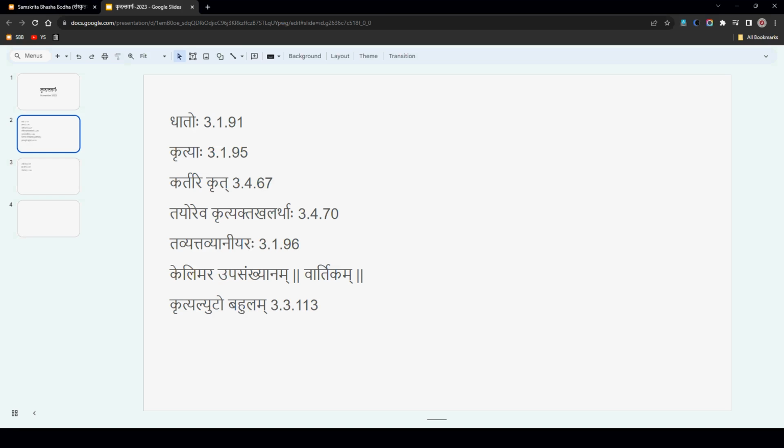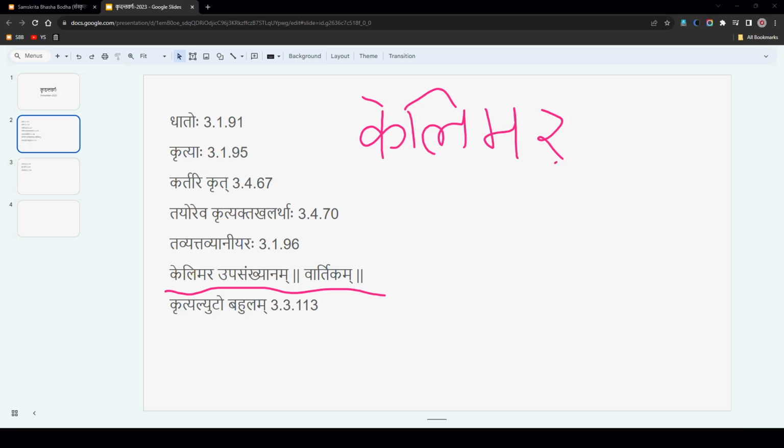Kelimar Upasankhyanam is the Vartikam. It's not a Sutram which is shown here. Kelimar Upasankhyanam. That Upasarga is lost here. But anyway, the Pratyaya is Kelimar, and the Vartikam is coming here. Vartikam is a supplementary line which helps the Ashtadhyayi fill in the gaps in the sutras.